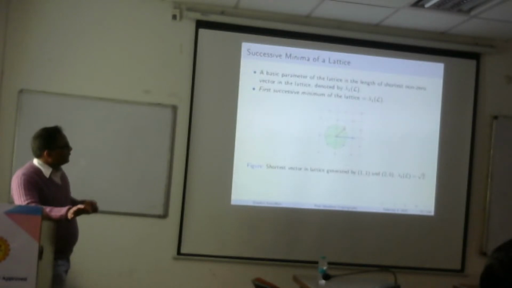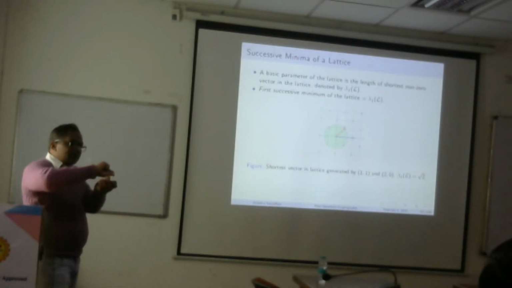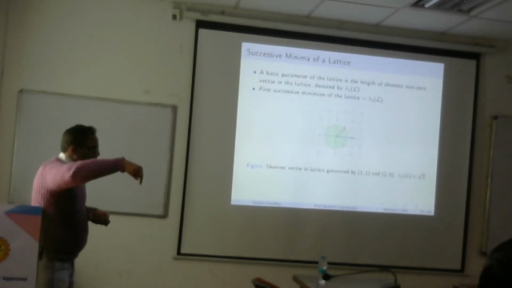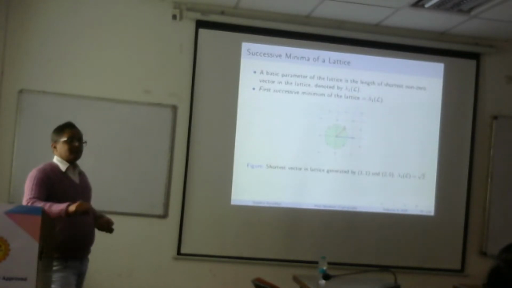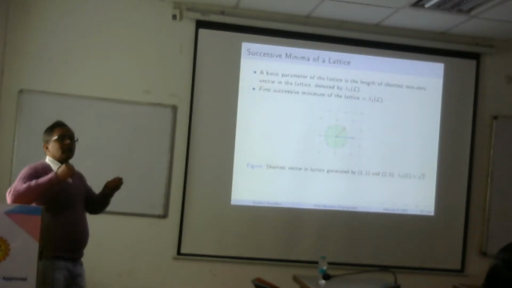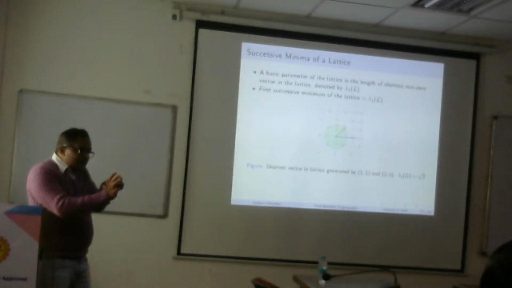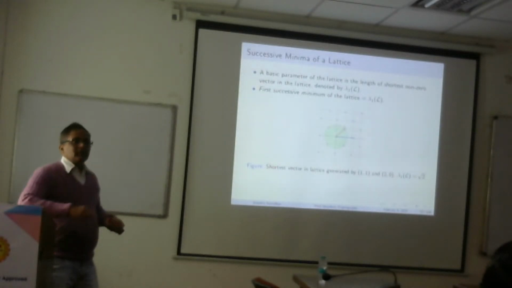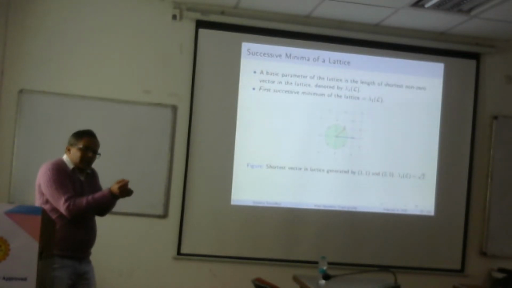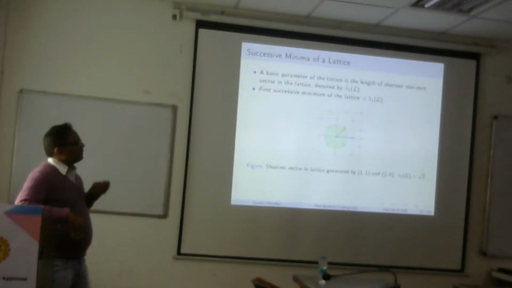So I start from here, and now I slowly increase the radius of this ball till I hit upon one vector, which is one point in the lattice. Whatever that distance is, it is called the first minima of the lattice. So that radius covers the first point within the lattice. The point need not be unique, but the distance will be unique, because the moment I hit any point, I will stop. That is called the first minimum.